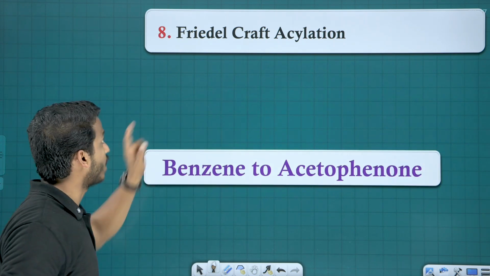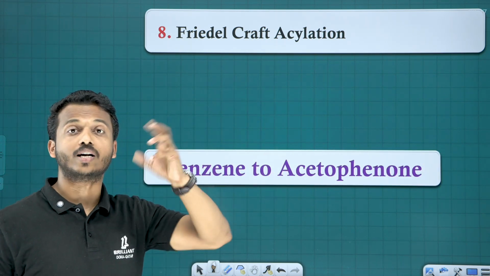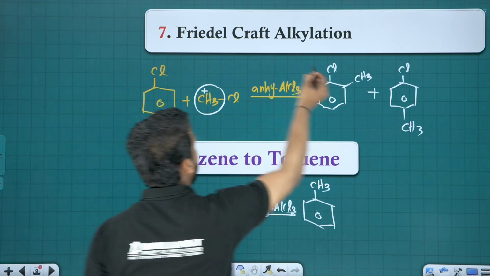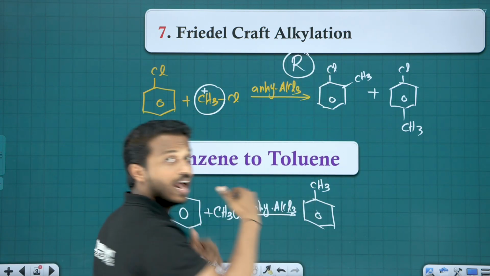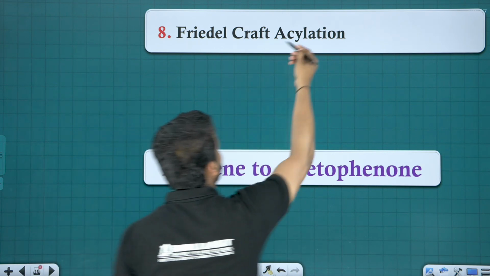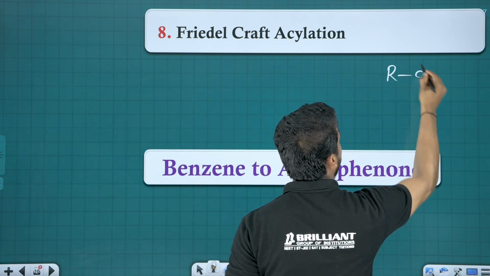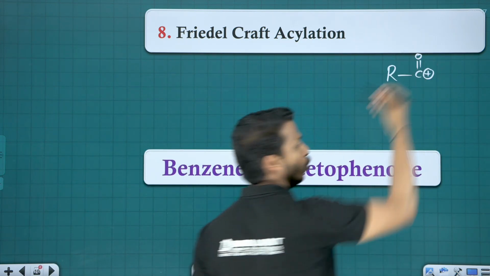What is Friedel-Crafts acylation? Addition of acyl group. You know, alkylation means addition of R, alkyl group. But acylation means what? Addition of acyl group, this one.